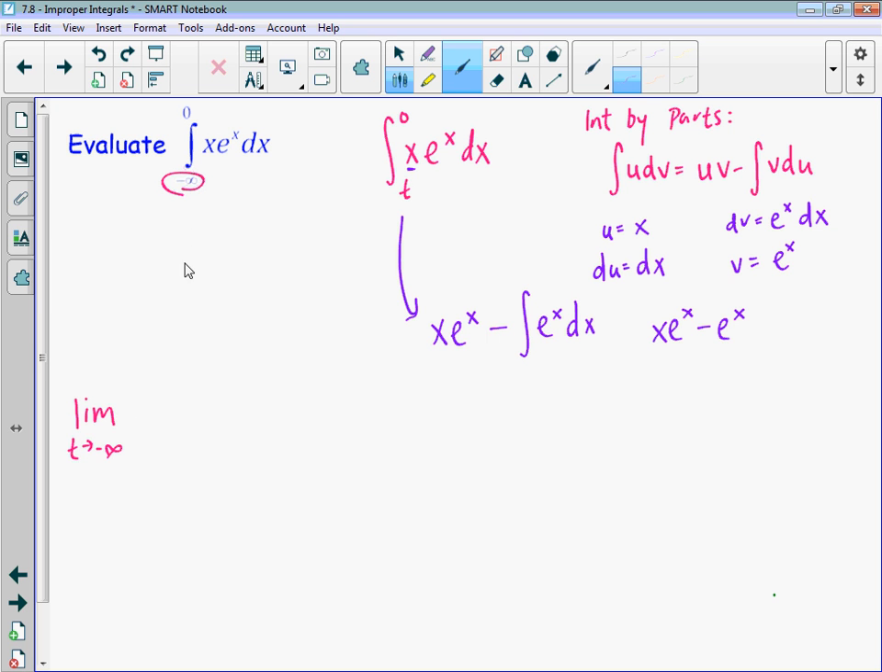Okay, so we're taking the limit as t approaches negative infinity, and we've got the integral from t to 0 of x e to the x dx. So that's like my original, just replacing the t in there. And I give you points just for writing that step, so if you don't know what to do, at least get that one down. Okay, and that's equal to what I just came up with here, x e to the x minus e to the x. But we need the limit out front until I take it.